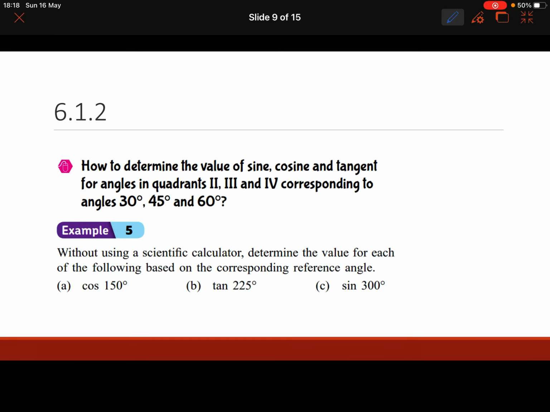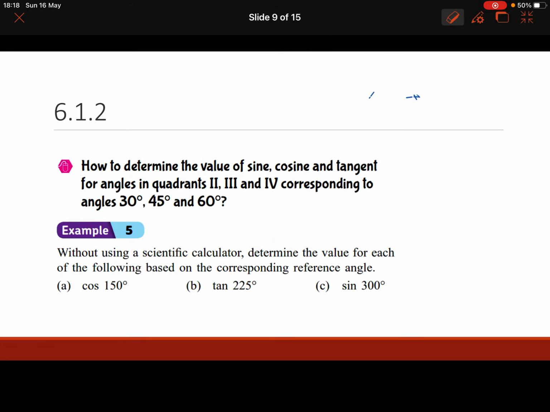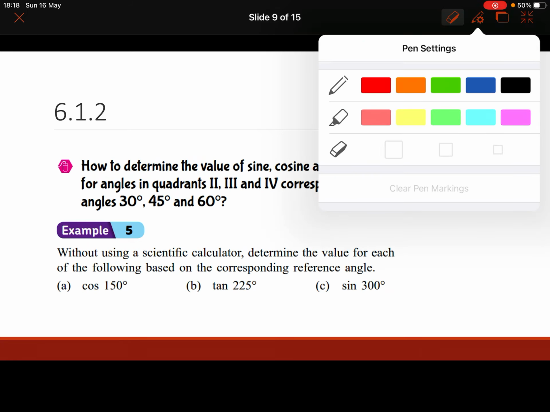Next, how to determine the value of sine, cosine and tangent for special angles, angles 30, 45 and 60 degree. So again, you need to remember the concept. Okay, why do we call them special angles? Because we can get the value by drawing a rectangle. A rectangle here.